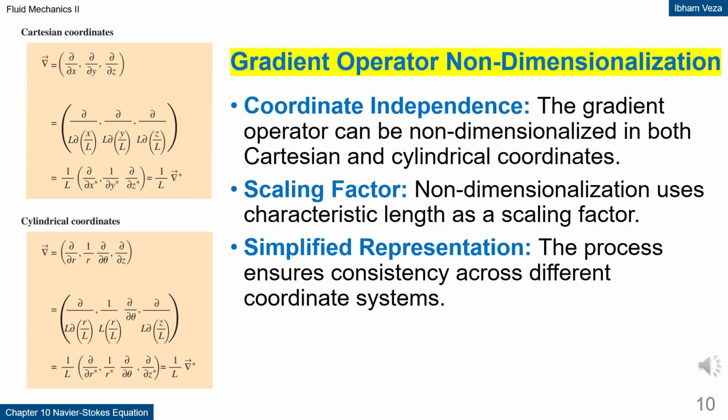Gradient operator non-dimensionalization. The gradient operator must also be non-dimensionalized to be consistent with the characteristic length scale. This process can be carried out in both Cartesian and cylindrical coordinates. The result is a form of the equations that does not depend on units or system size. Therefore, one non-dimensional solution can apply to many physical cases. This is one of the main strengths of the non-dimensionalization approach in fluid mechanics.